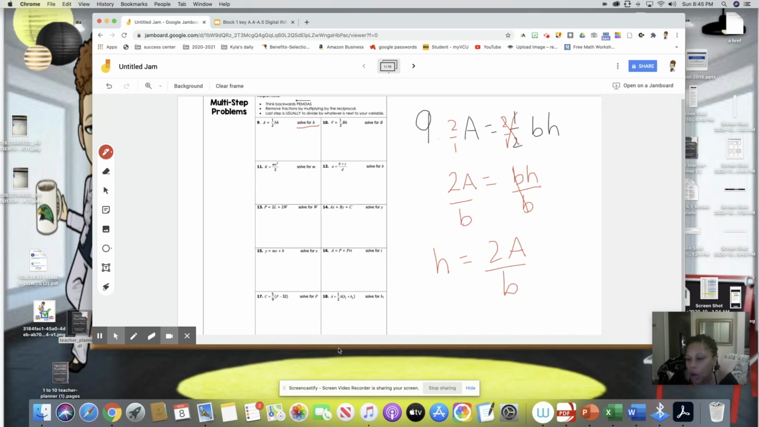These are all unknown variables, and the reason that we know it's literal is because you have more than one unknown variable. So that is the answer to number 9. We're not actually going to be able to get a numerical answer because we don't know the values of h, A, or b.